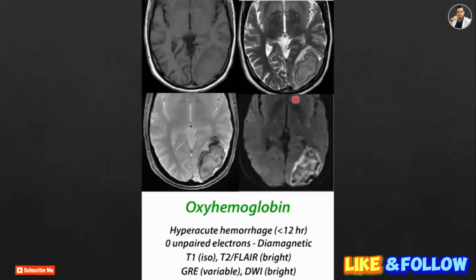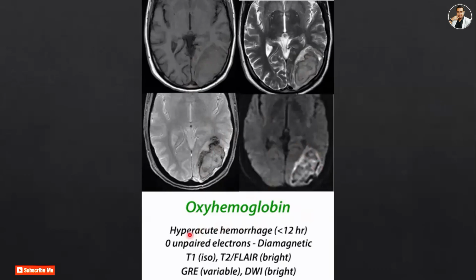Now there are different stages of blood. Blood follows different stages of bleeding. At one time, the blood is in one group. There is oxyhemoglobin. In this group, the blood is shown in T1, in T2, and in GRE.